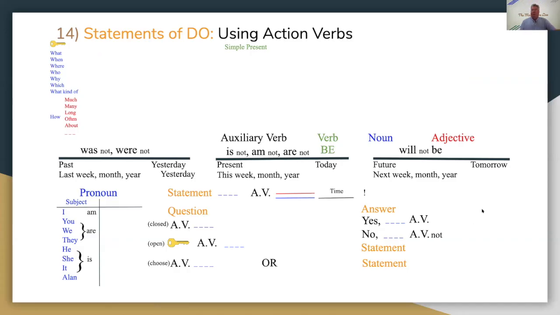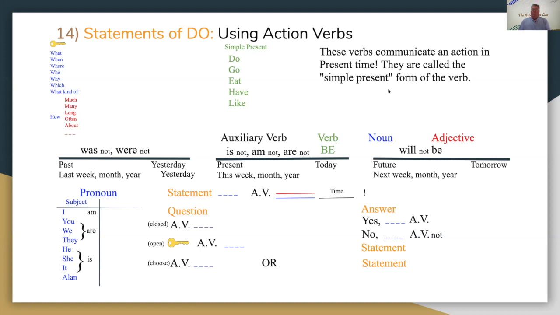Do is a simple present action, which is up here in the top of the screen. We could use do, go, eat, have, like. These are all simple actions. There are many, many simple action words in English. We'll just use these 5 to show you some examples. Now, the verbs communicate an action in the present time, and they are called the simple present form of the verb.